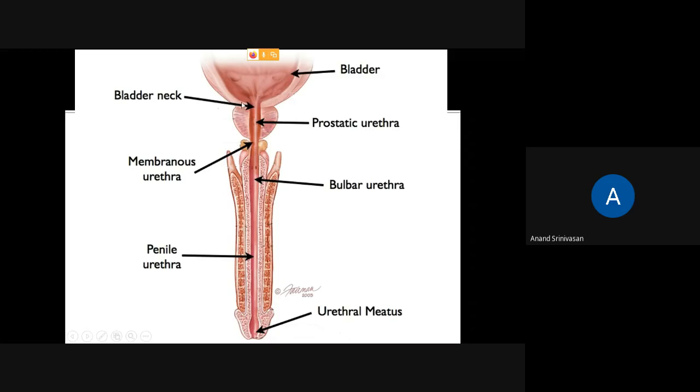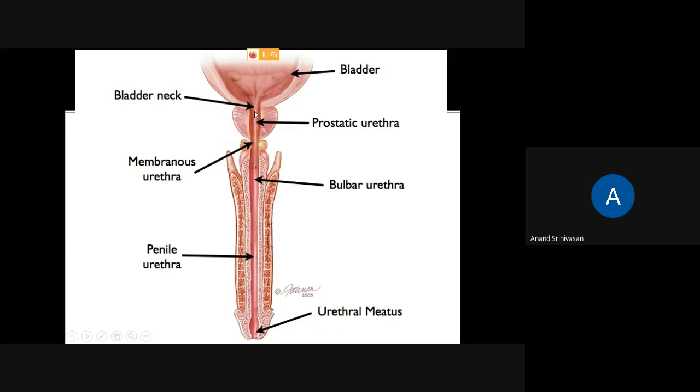So here you can see this is the urinary bladder. This is the trigone of the urinary bladder. Yesterday's session we have seen it. The trigone is located between the two ureters and the internal urethral meatus. These are the ureteric openings and the internal urethral meatus. This is the bladder neck, and from here this part is the urethra. So the urethra has got three parts.